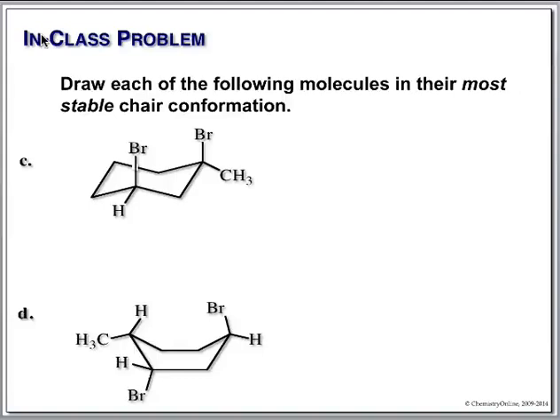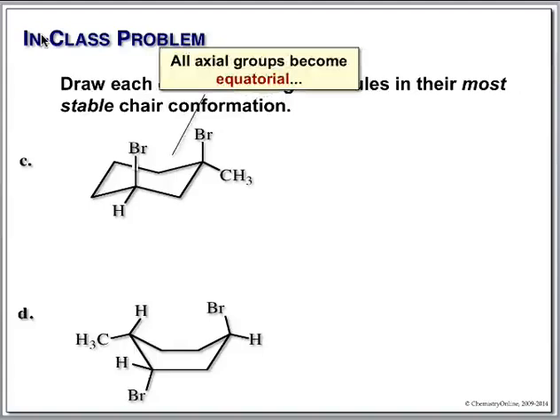Here we have two axial bromines. That's bad. We're going to want two equatorial bromines, aren't we? So we're going to have to do a ring flip. So let's draw another chair with substituents in 1 and 3. Our bromines are axial here. They will be equatorial here.